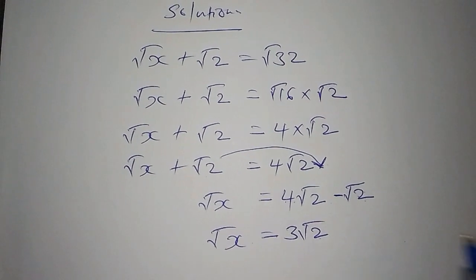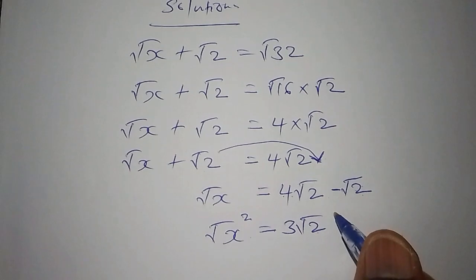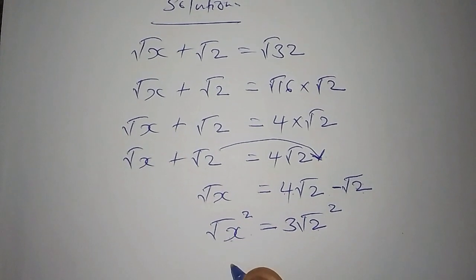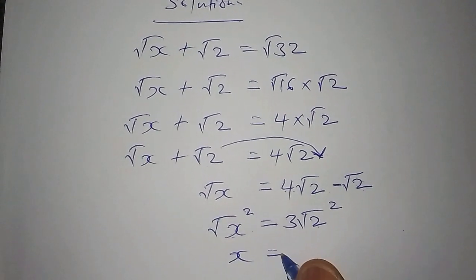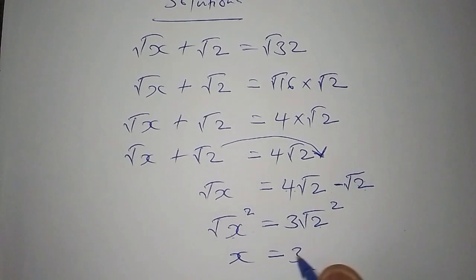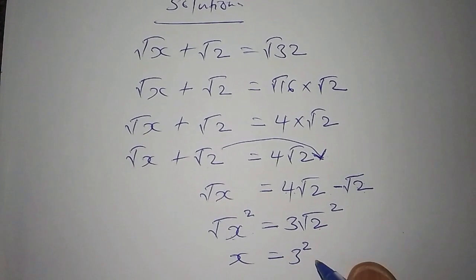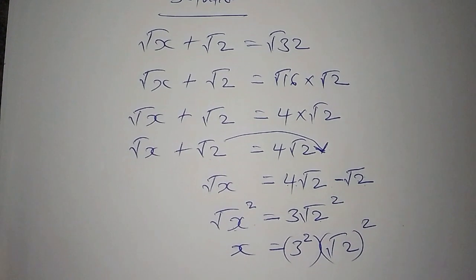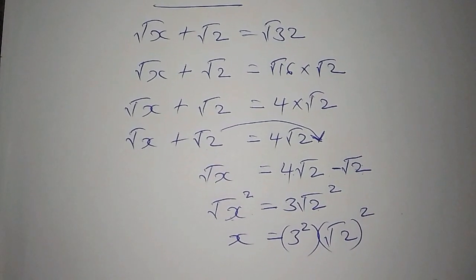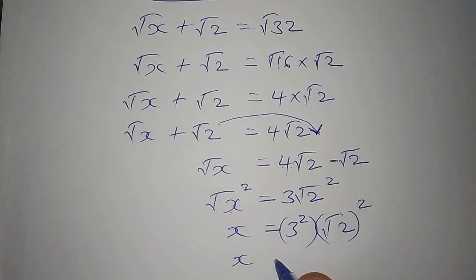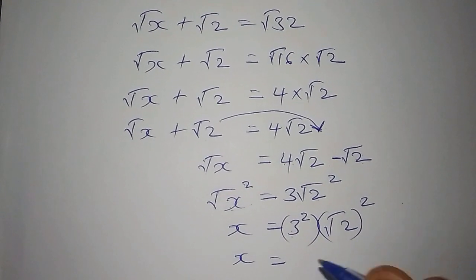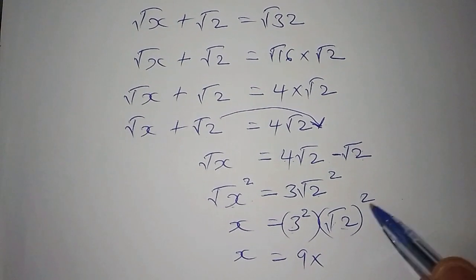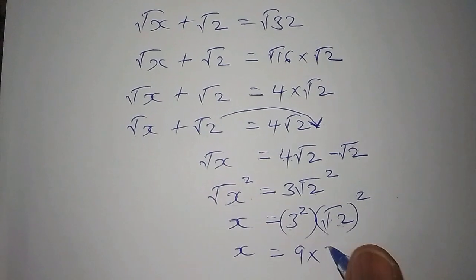So when we have the x alone, we shall introduce the square. So let's introduce the square. So root x squared, we shall have x. So this one is equals to 3 root 2 squared. So from that point, we shall say that x is equals to 3 squared is 9 multiplied by root 2 squared. Root 2 squared is the same as 2. So we shall have 2.